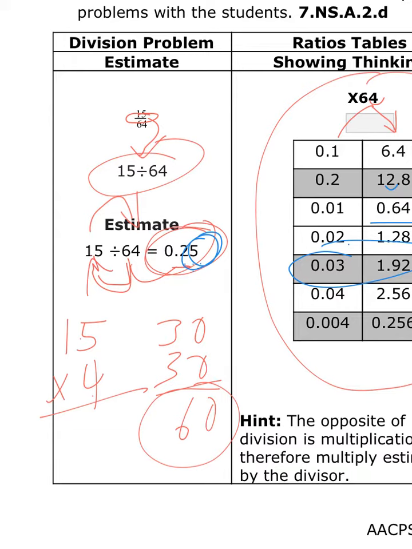And then it goes all the way even into thousandths, and from there you're just shifting your 4/100ths over one space, and you get 0.256.